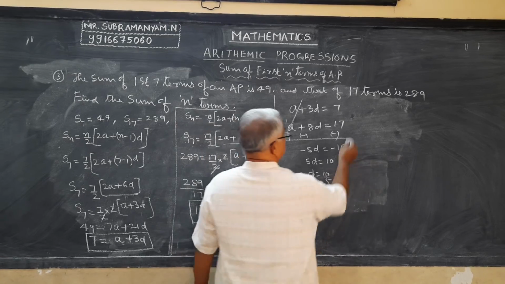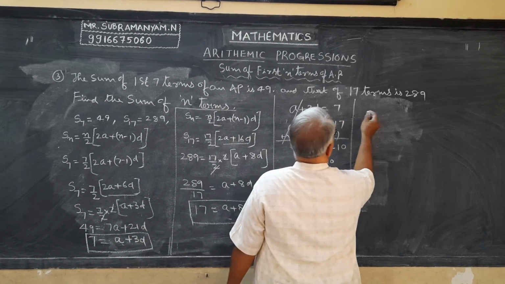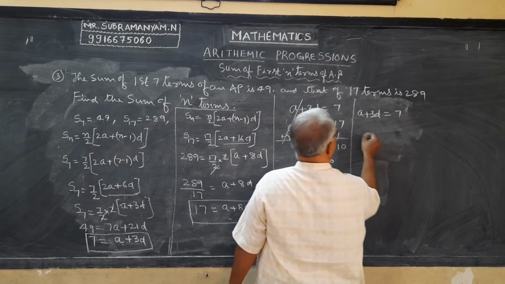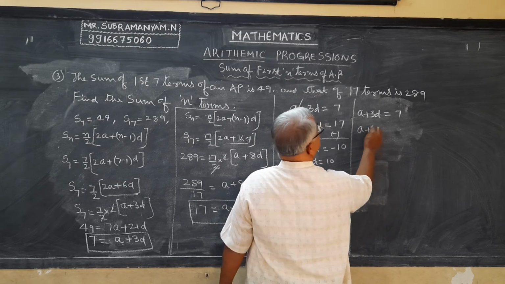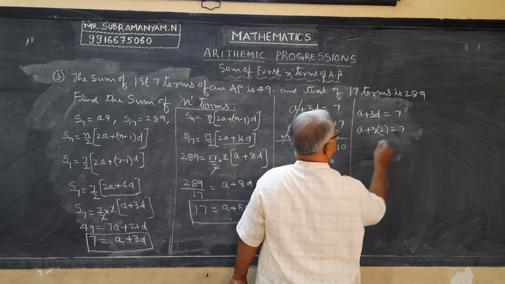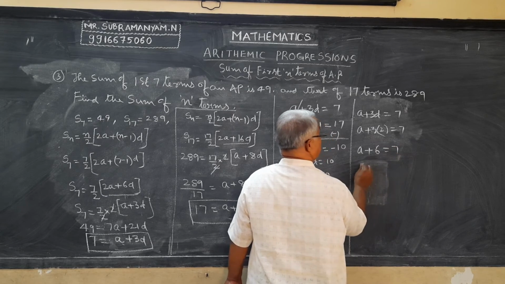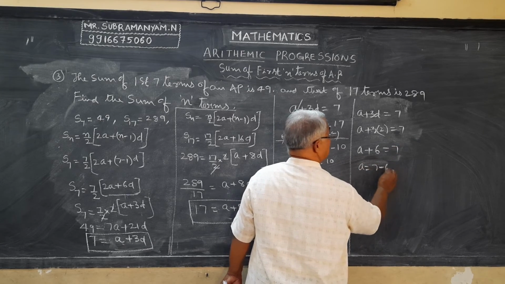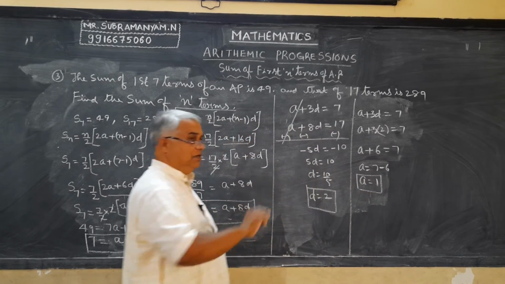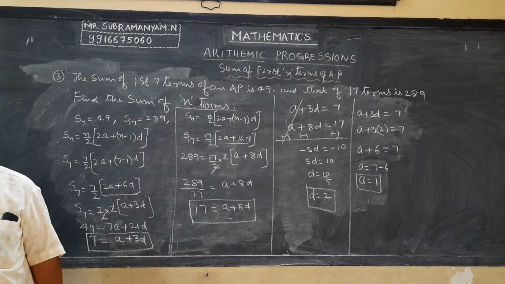Next we have to find a value. To find a value, use any one equation. a plus 3d equal to 7. a plus 3 into d value, 2, equal to 7. a plus 3 into 2, 6, equal to 7. a equal to 7 minus 6. So a value equal to 1. Now children, we have got the value of a and also the value of d.